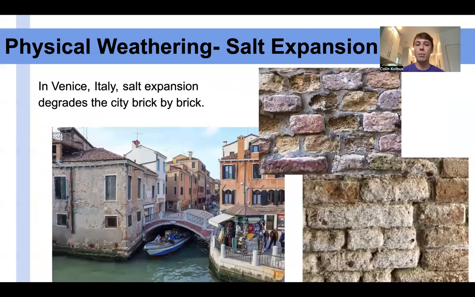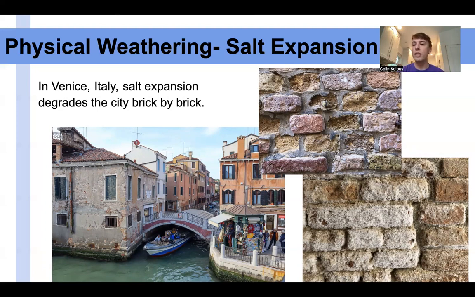This is a big problem in Venice, Italy. I did a research or a study abroad there. And Venice, Italy has a big problem with salt expansion in their infrastructure. Most of the palazzos and buildings in Venice are made out of brick, and these bricks are porous. They allow salt water in, they allow seawater in, and when the seawater evaporates, that salt dries and cracks it off.